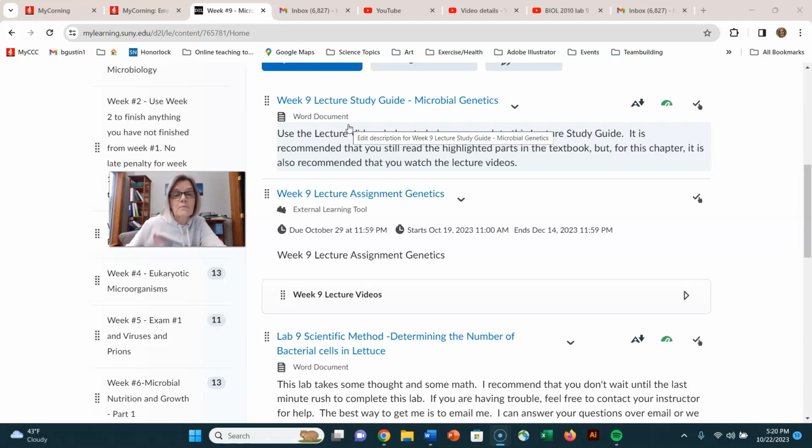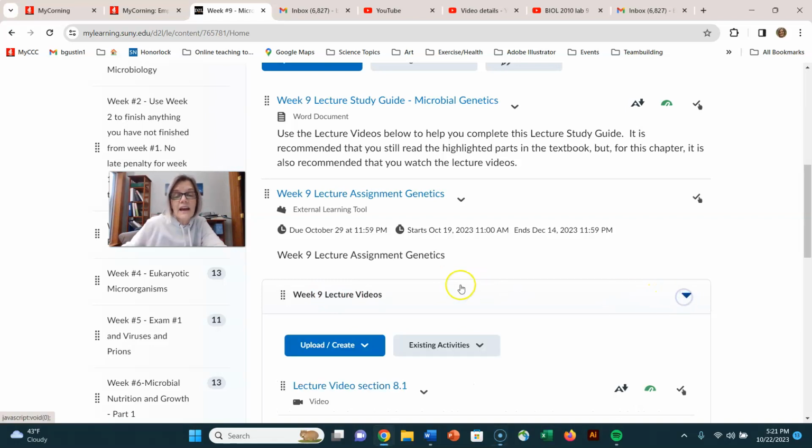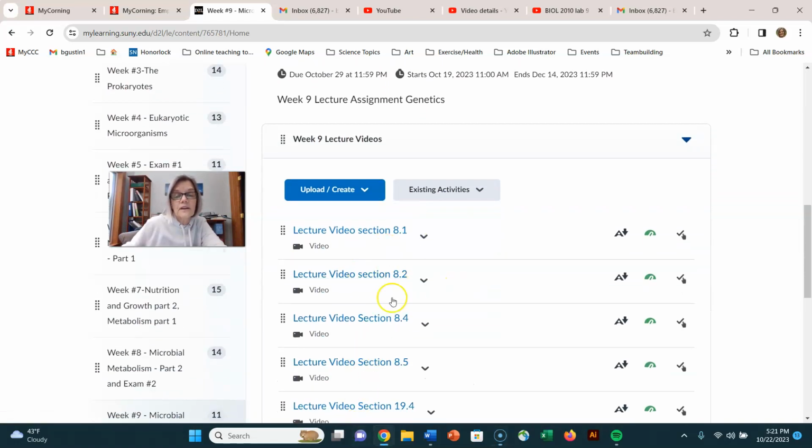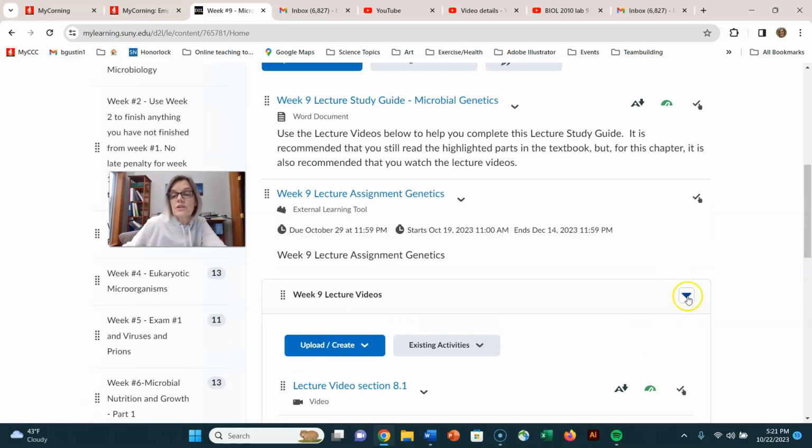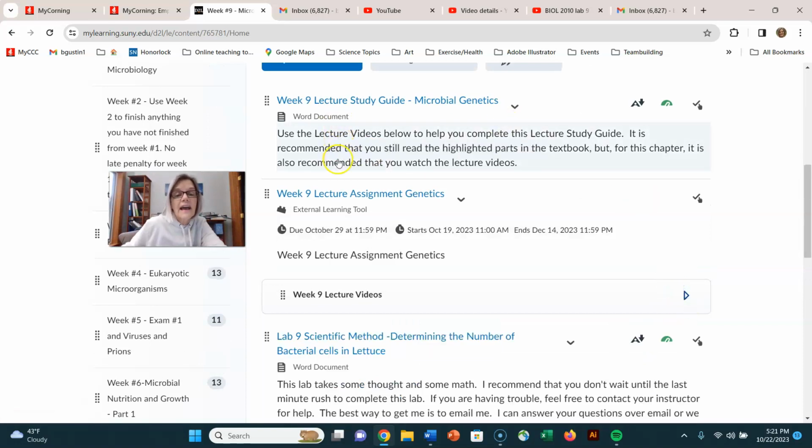In fact, I still recommend that you read the highlighted parts of the book and look at figures and whatnot to reinforce it. But I recommend using the lecture videos and going through the different sections from the videos to complete the lecture study guide. And there's a couple things in the lecture study guide, like diagrams that I refer to. So complete your lecture study guide using the lecture videos.